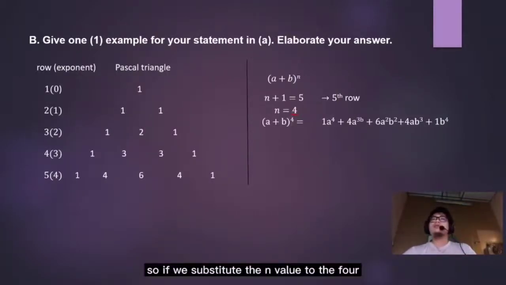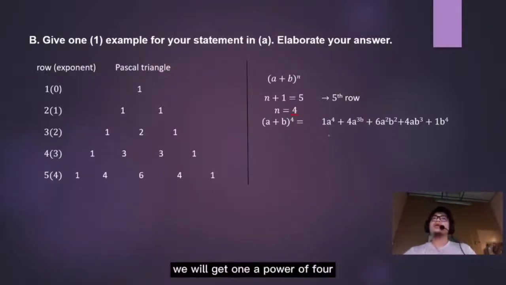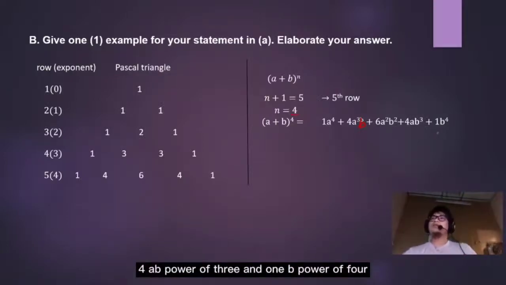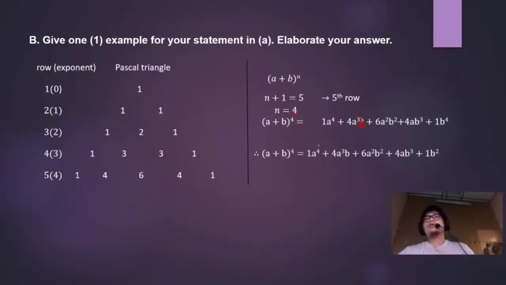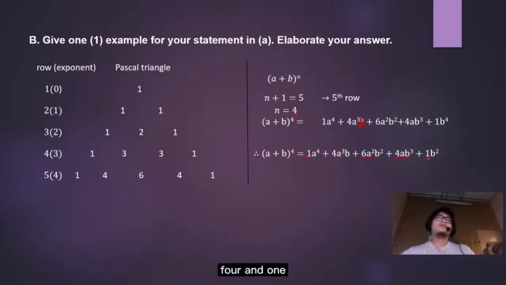If we substitute the n value with 4 and expand the equation (a plus b) to the power of 4, we will get 1a to the power of 4, 4a cubed b, 6a squared b squared, 4ab cubed, and 1b to the power of 4. So the coefficients we get are 1, 4, 6, 4, and 1.